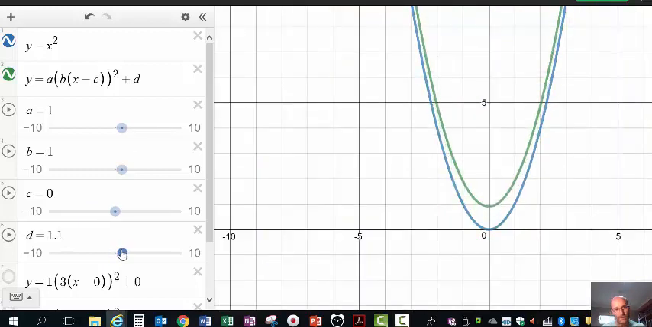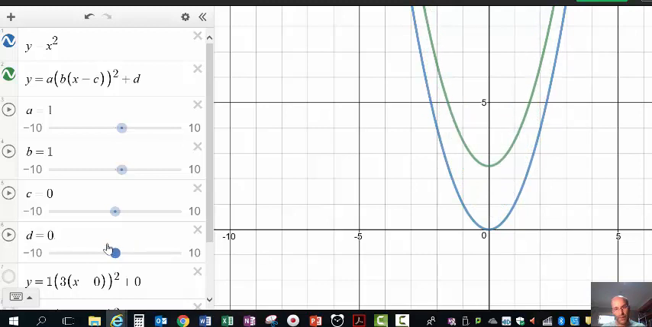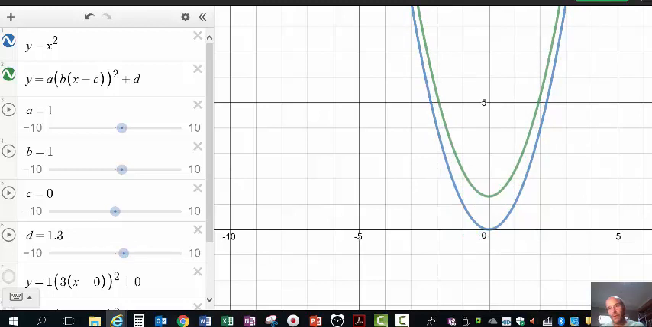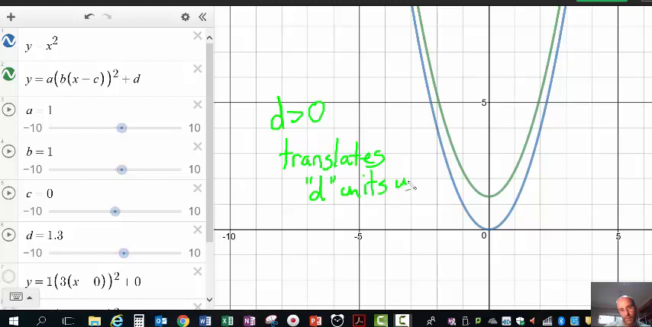Okay, returning c back to 0, d translates every point on the parabola up, and that links to the plus k with our turning point form, doesn't it? Because the turning point is one of the points that go up. So if d is greater than 0, it translates the function or the curve, the parabola, d units up. And if d is negative, it's d units down.